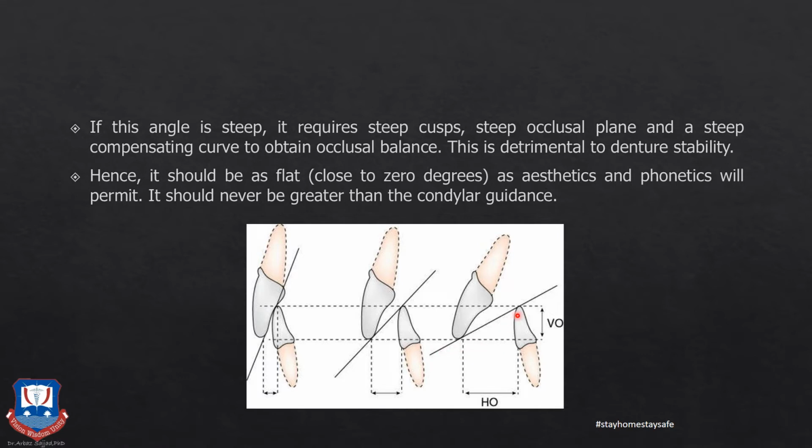Whereas when the incisal guidance is shallow, like in this case where we have a sufficient overjet of the maxillary and mandibular anterior teeth, in that case we can have a shallow condylar guidance. We can use a less steep occlusal plane. We can use semi-anatomic teeth which have a 20-degree cuspal incline instead of the anatomic teeth.